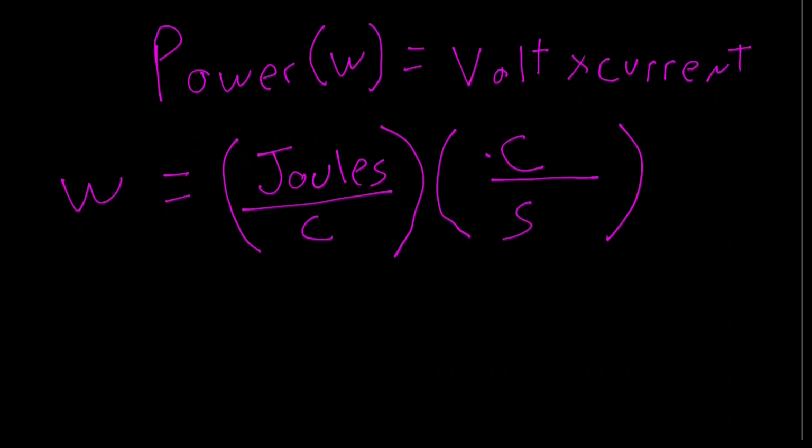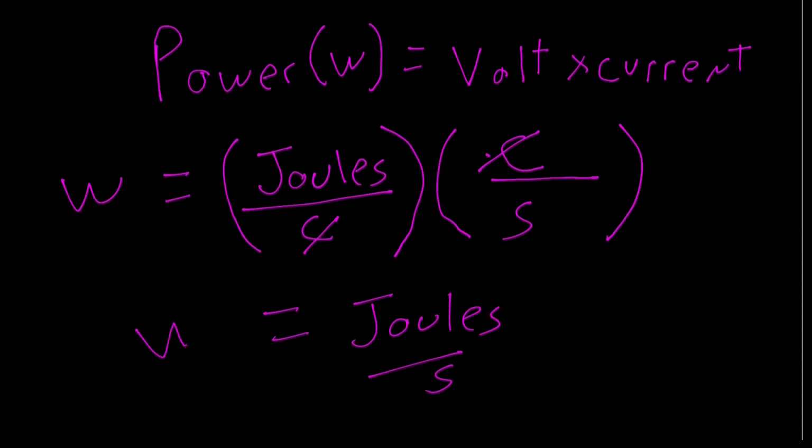So we can discover something kind of interesting here, that the coulombs will cancel out on the top and the bottom. So what you're left with are joules over seconds. Power in watts is equal to joules per second. And we can see this is not energy. Joules is a form of energy, but this is expressed as a rate because it's joules per second. So power is equal to the rate of change of energy, or the rate of transfer of energy.